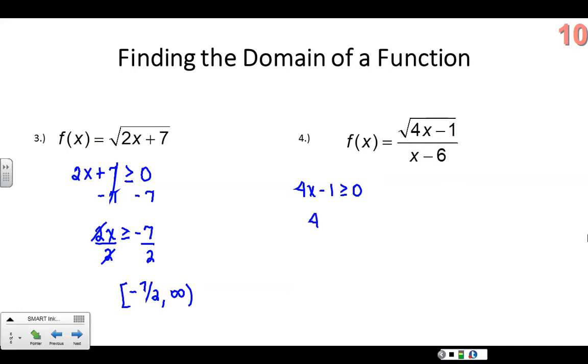If I add the 1 to both sides, then divide by 4, x is greater than or equal to 1/4. Now also, we know that the denominator cannot equal 0, so x minus 6 cannot equal 0. If I solve that, then x is not equal to positive 6. So if you think about this on the number line, first of all, before it can be in the domain of our function, it's got to be 1/4 or greater.